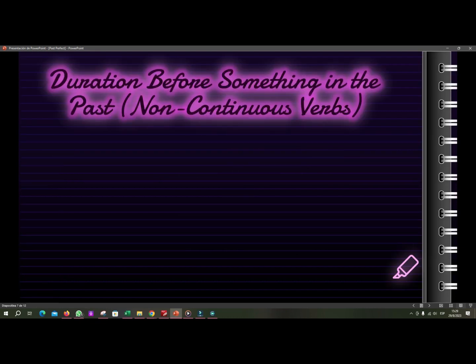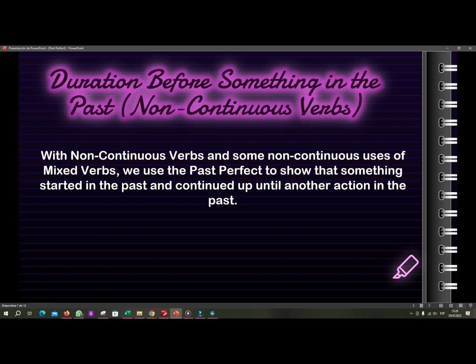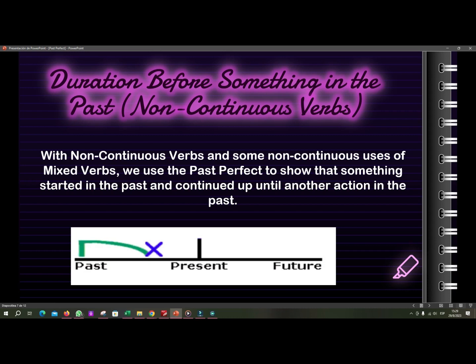Duration before something in the past, non-continuous verbs. With non-continuous verbs and some non-continuous uses of mixed verbs, we use the past perfect to show that something started in the past and continued until another action but in the past. Here you have this. That's something that happened here in the past, right? Or something that started here in the past and continued until another action, but in the past also, right?